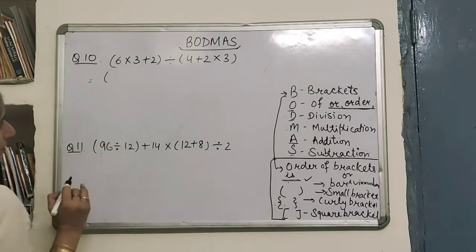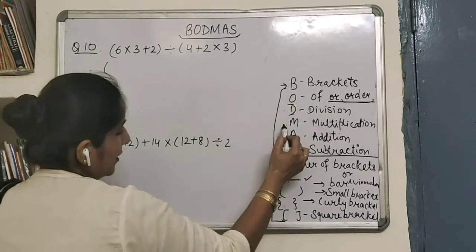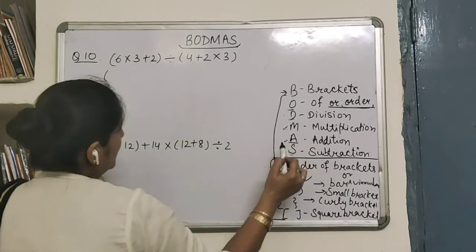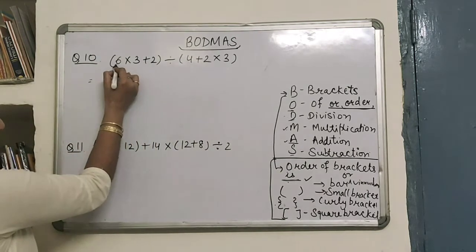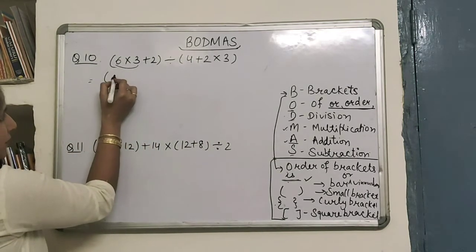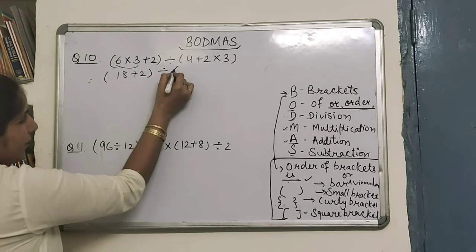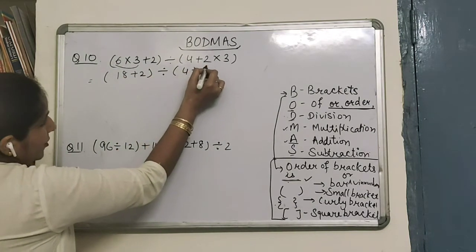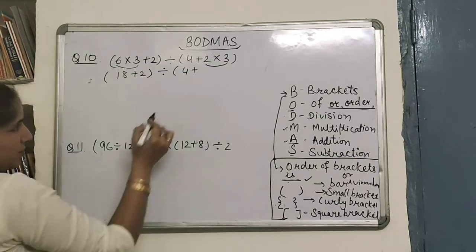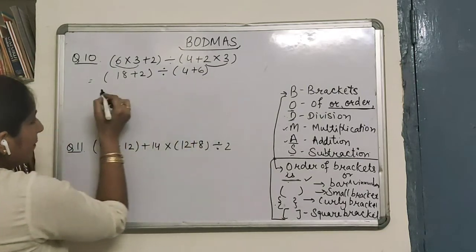So which operation should I solve first? When you check here, you can see multiplication is first and addition is later. So first multiplication we need to do. So 6 into 3, 18 plus 2. The same thing here also. We are going to solve the multiplication first. So 2 into 3 is 6.